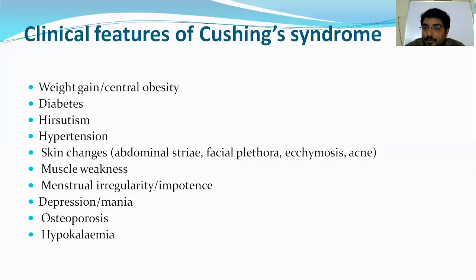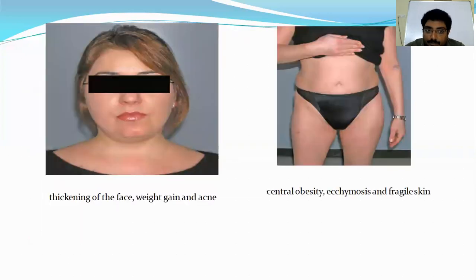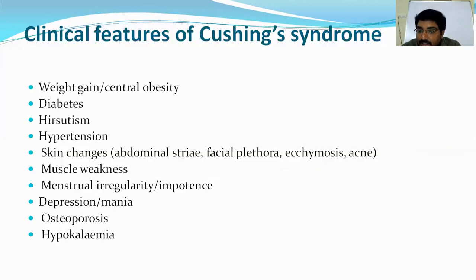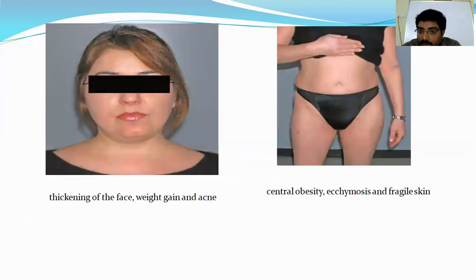What are the clinical features of Cushing syndrome? One is weight gain and central obesity. The first picture shows thickening of the face, weight gain and acne. The second picture shows central obesity, ecchymosis and fragile skin.